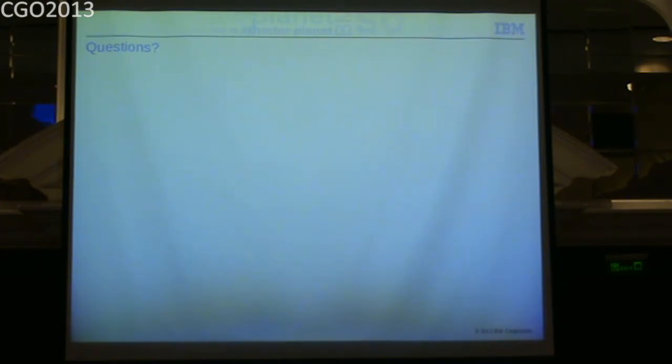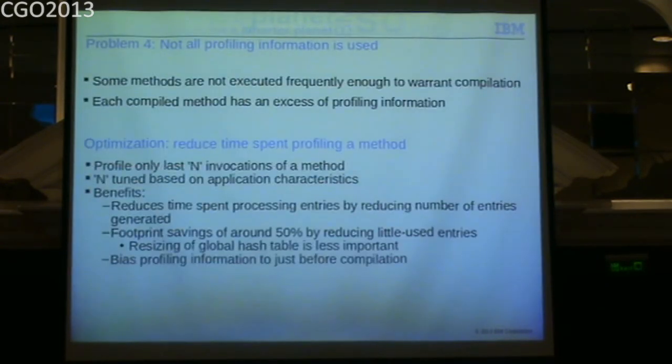Thanks for your presentation. I'm Feng Li from the Chinese Academy of Sciences. My question is, when you talk about profiling, you use an optimization technique which only profiles the last n iterations of a method. Could you give us more details about how you choose the value of n, like what kinds of program characteristics you consider?